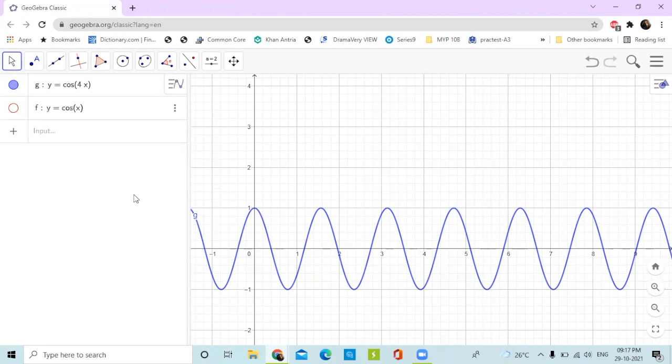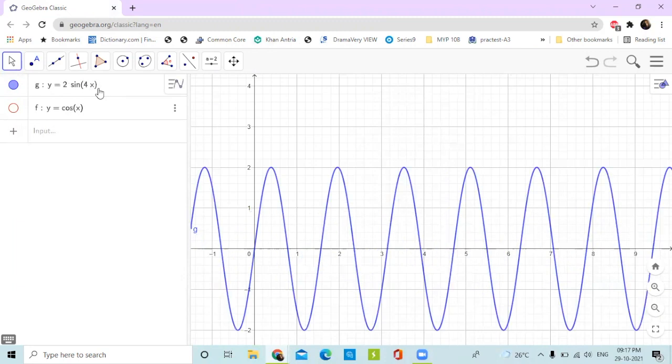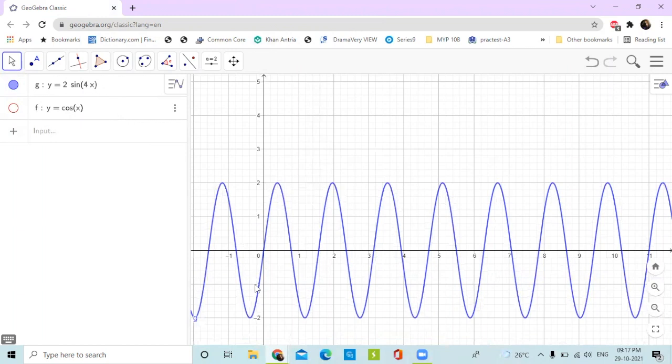And now it's the last function, 2 sine 4x. All right, so the amplitude is 2. So obviously the sine wave would go up to 2 and then down to negative 2. And the b value is 4. Again, if we were to find the period, 2 pi by 4, the period would be pi by 4. That would be the end of one cycle. At this point here would be pi by 4. That's one cycle, one period.